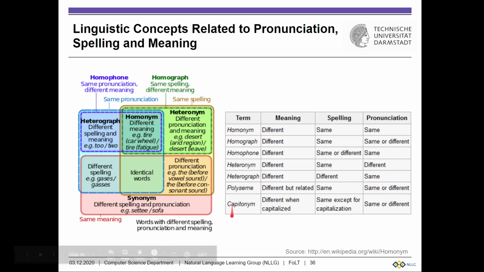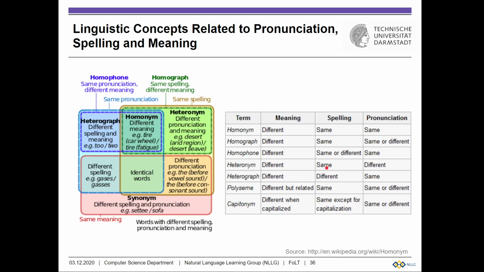And you can build those words yourself if you just keep in mind that those words all derive from Greek, and nym stands for name. Graph stands for letter. Phone stands for pronunciation, and homo stands for same, and hetero stands for different. So if we check, for example, what is a heteronym, this is a different name, so we have a different meaning, a different pronunciation, but the same spelling.